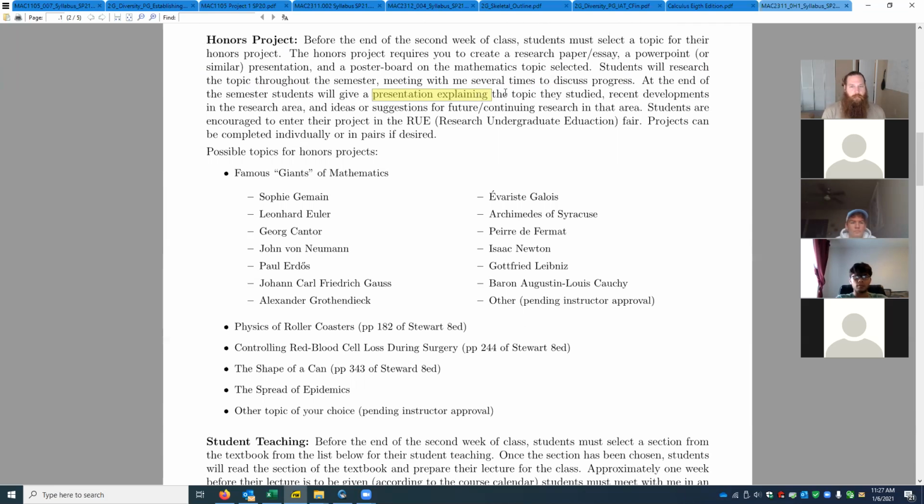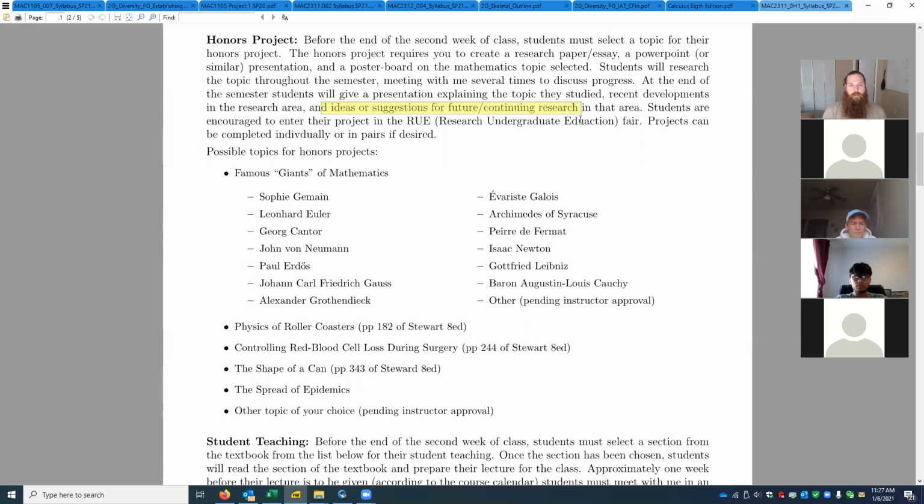Some things that you want to keep in mind for your presentation are a little overview of the topic, explain what it is you chose and the basic mathematical tenets thereof. You're going to explain what's been going on in that research area recently. What are the most recent breakthroughs in that area? And then you're going to talk a little bit about where you think that stuff might go in the future.